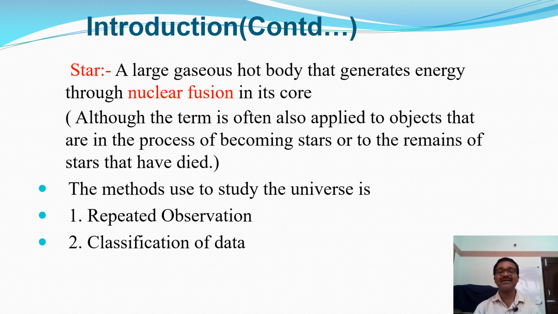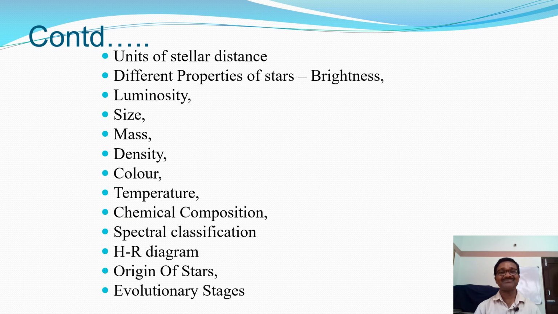In astrophysics, we have two methods used for the observation of stars and to study the properties of the stars. The first method is repeated observations by different instruments. The second method is classification of the data collected by the observation. This is another method to study the universe.